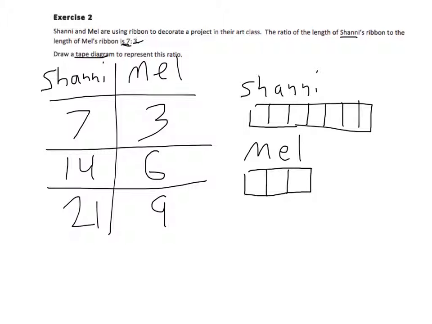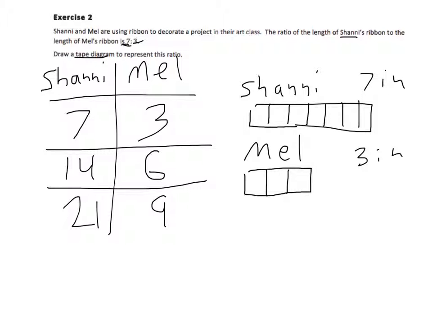Now let's start to think about what each of these numbers represents. What unit is represented by each length for Shani and Mel? Well, we can't tell yet. The ratio doesn't tell us the units, it just tells us the comparison between Shani and Mel. But what if we were told that each section of the tape diagram represents 1 inch? Then Shani would have 7 inches and Mel would have 3 inches, because each section would be 1 inch. 1 inch, 1 inch, 1 inch, 1 inch, 1 inch, 1 inch, and 1 inch for 7 inches.